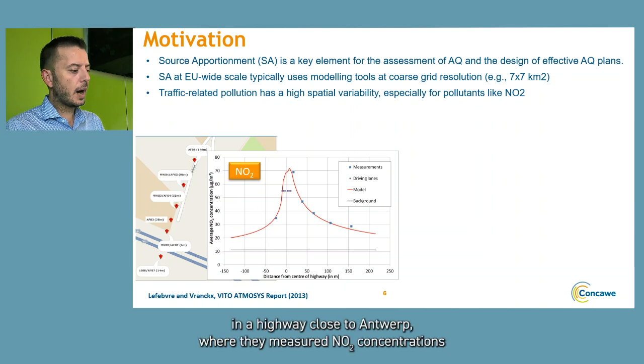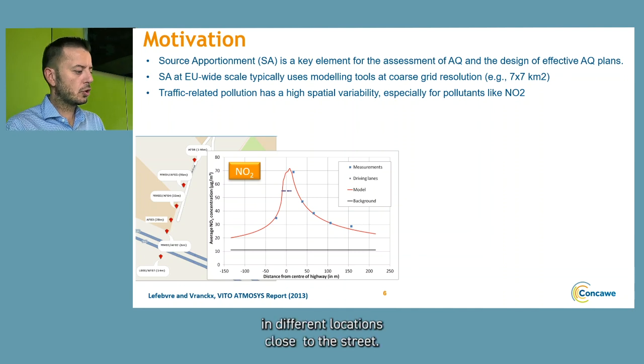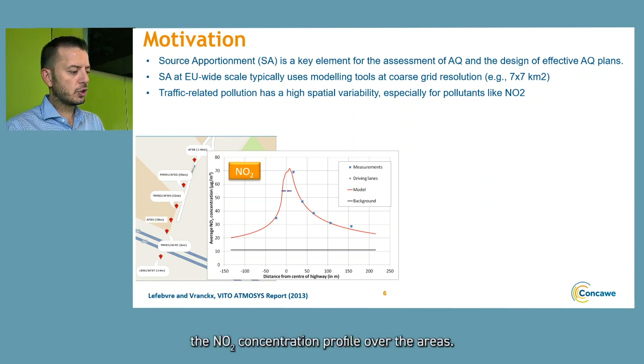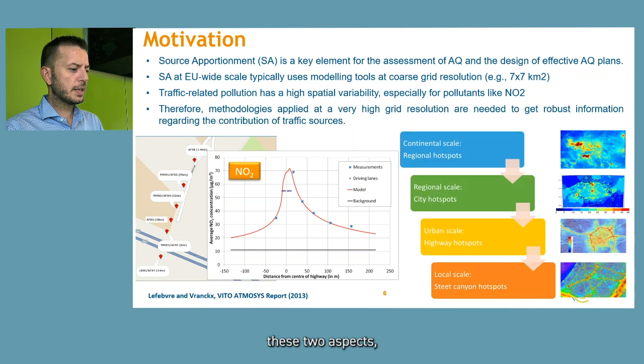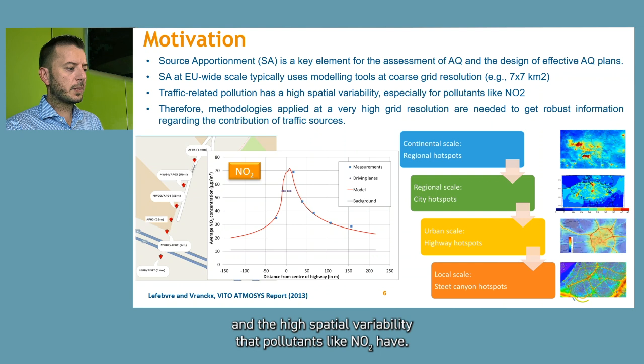They had a very long-term measurement campaign at a highway close to Antwerp, where they measured NO2 concentrations in different locations close to the street. And you see with the blue dots in the graph how different the NO2 concentration profile is over the areas. Imagine that a few hundred meters away from the source, we see a significant reduction of NO2. So it's important to remember this when we try to combine these two aspects, the EU-wide scale with the traffic-related pollution and the high spatial variability that pollutants like NO2 have.